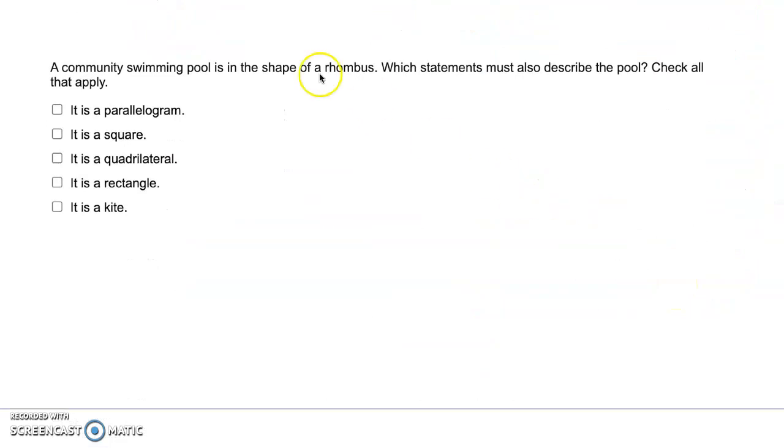Let's look at this one. A community swimming pool is in the shape of a rhombus. What do we know about a rhombus? We know a rhombus is a parallelogram with, that doesn't look like a very good rhombus. All sides are congruent and opposite sides are parallel. That's what we know. So let's look at that.